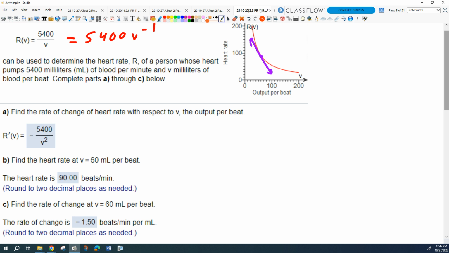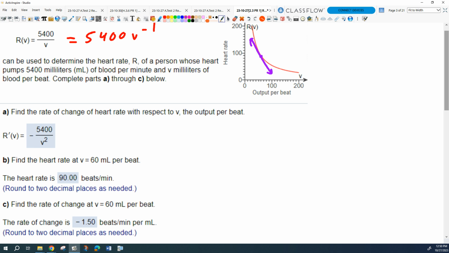What if we pick 27 for V? If we pick 27 for V, that's giving us a heart rate of 200, okay? If our stroke volume is only 27, as the stroke volume changes, what that tells us is that the heart rate is going to change very rapidly because the slope is steep there. Any small incremental change in stroke volume when V is 27 is a really big change in heart rate.